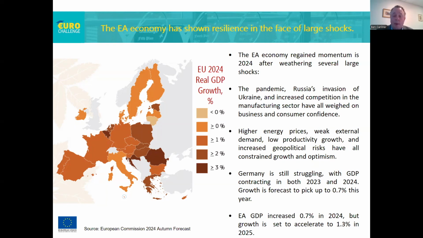So just to give you a number, in 2024, Euro area GDP increased by 0.7%. That's compared to 2023. And growth is set to accelerate. It's set to come up to 1.3% in 2025. But that's not great. It's okay.